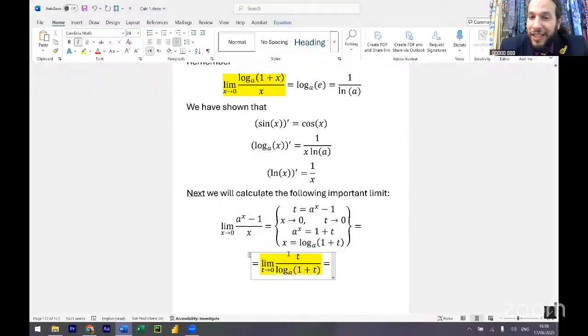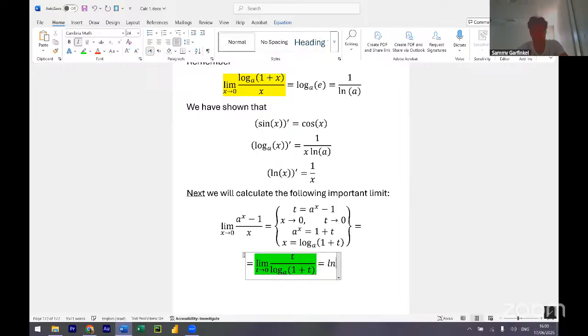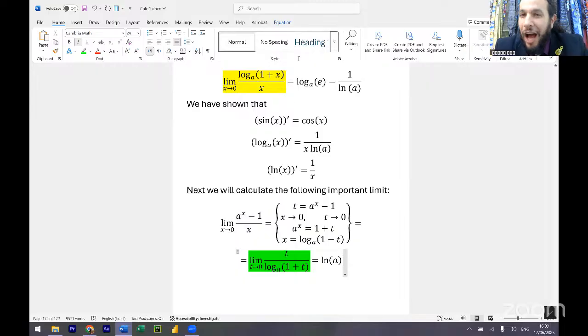So the yellow part, let's use another color. The green expression is the limit of the inverse of the yellow expression, agreed? So what is that limit? Ln a. Or 1 over log a of e. 1 over ln a. Yeah, but ln a is enough.